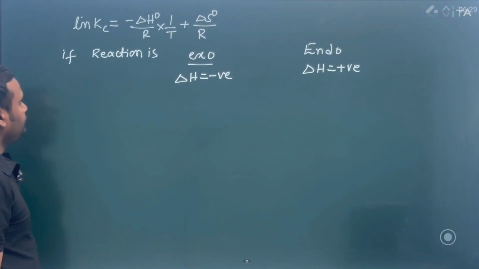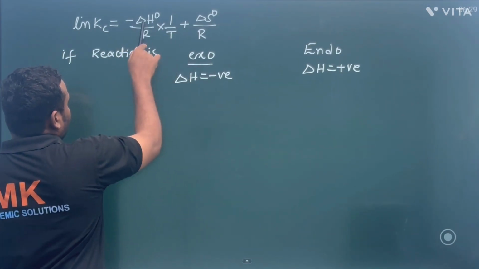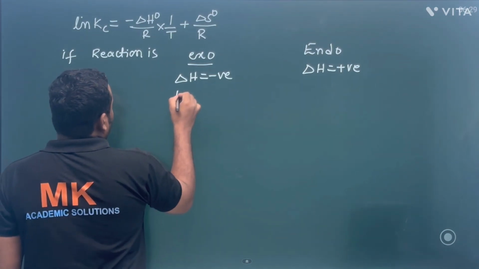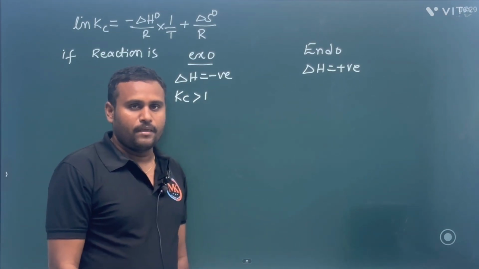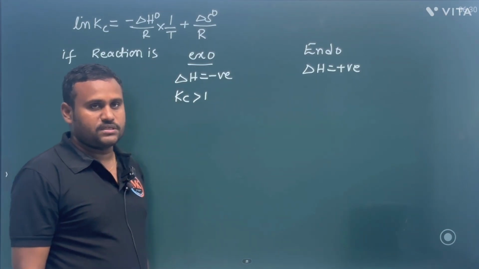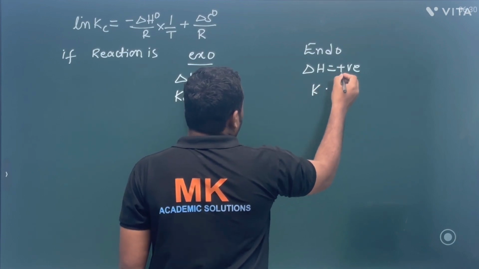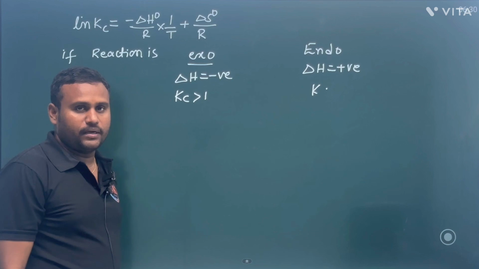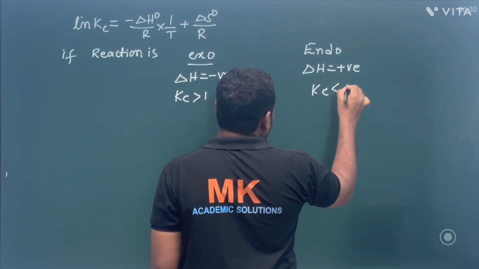See here, delta H is negative. Negative into negative gives positive. Therefore Kc is greater than 1, which means more products are present. And here, delta H positive, positive into negative gives negative, so Kc will become less than 1.